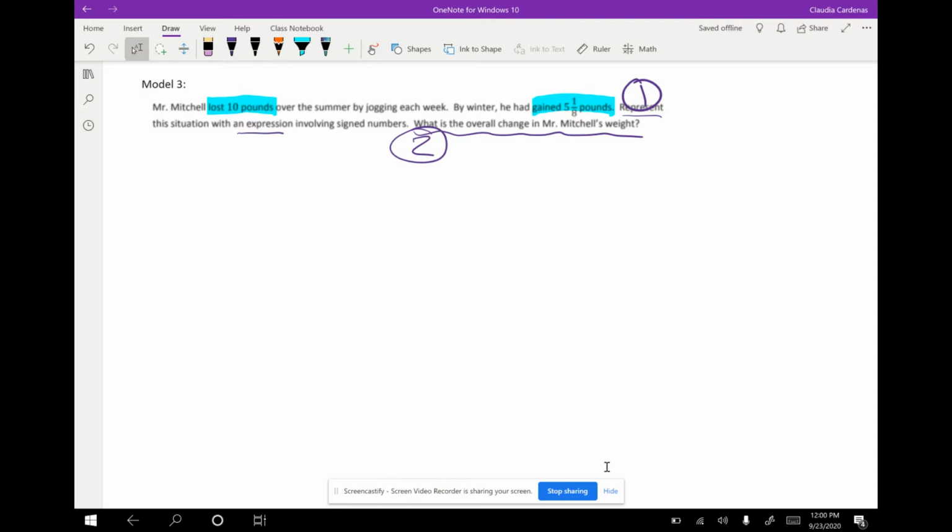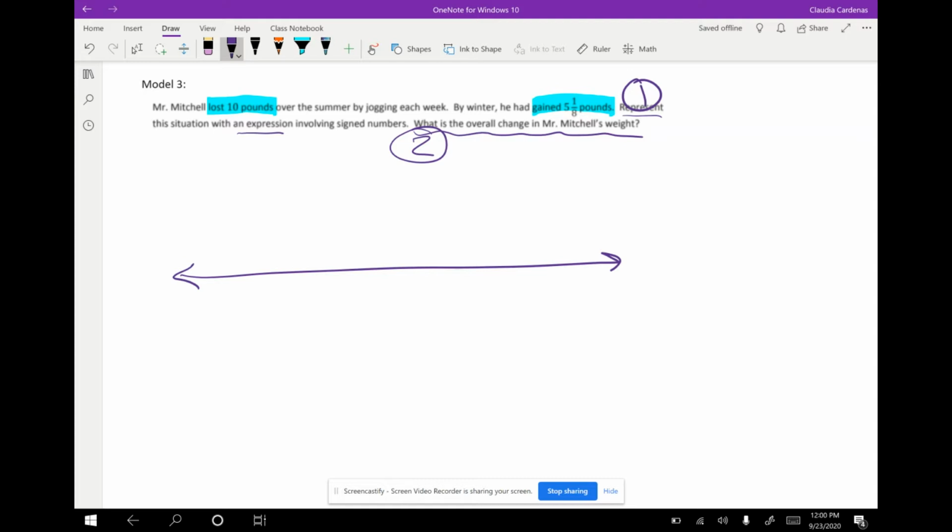So I numbered them on my paper. So first, what is going on with Mr. Mitchell? Well, he lost 10 pounds. So how could I show that in a visual representation? Well, I know that when we deal with positive and negative numbers, a number line will show what is going on really well. Okay, specifically what direction we are moving during our problem. So let's go ahead and draw a number line for our draw portion of read, draw, write.